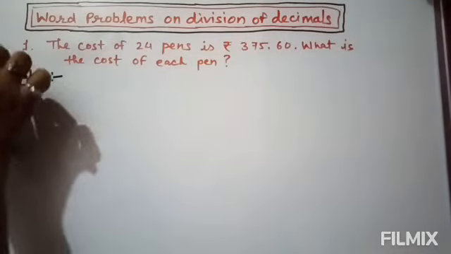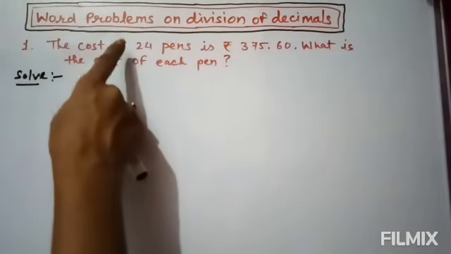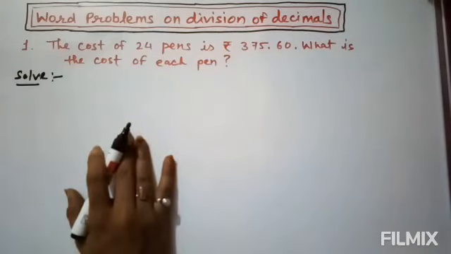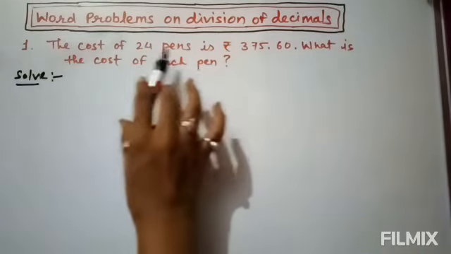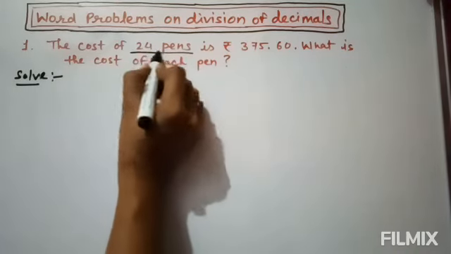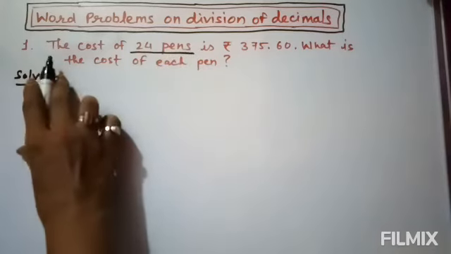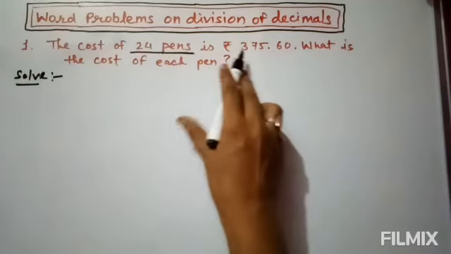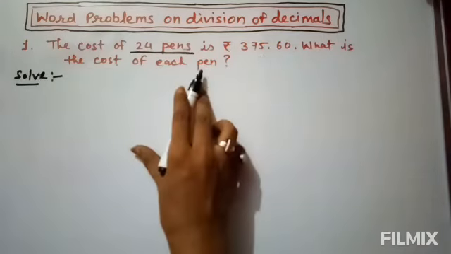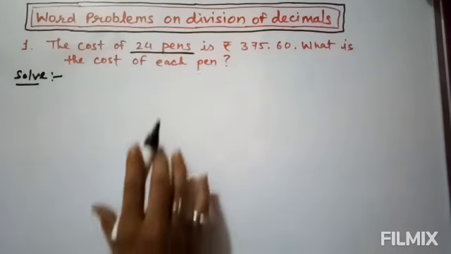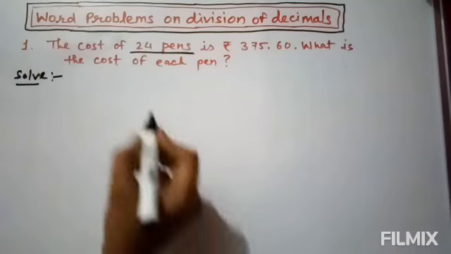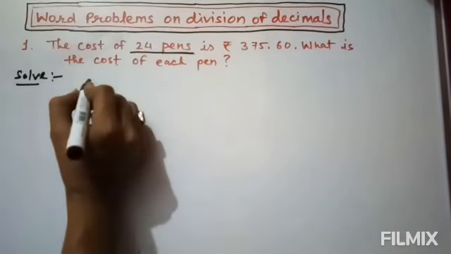This is our third topic of this video, which is word problems on division of decimals. See, the first question I have taken: the cost of 24 pens. Here the quantity of pens is given, 24. So the cost of 24 pens is rupees 375.60. What is the cost of each pen? You know that we need to divide to get the lesser value. So let's start to solve this question.